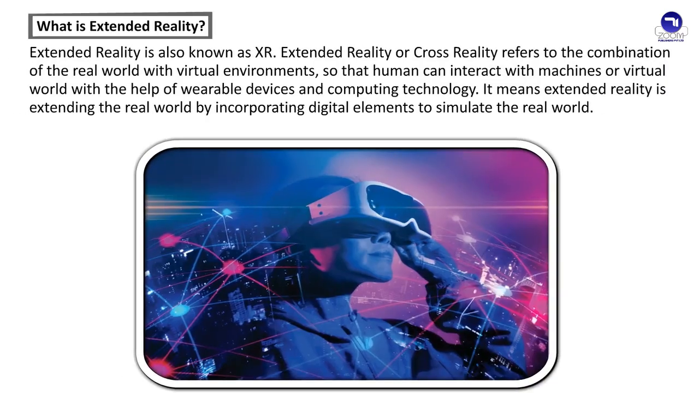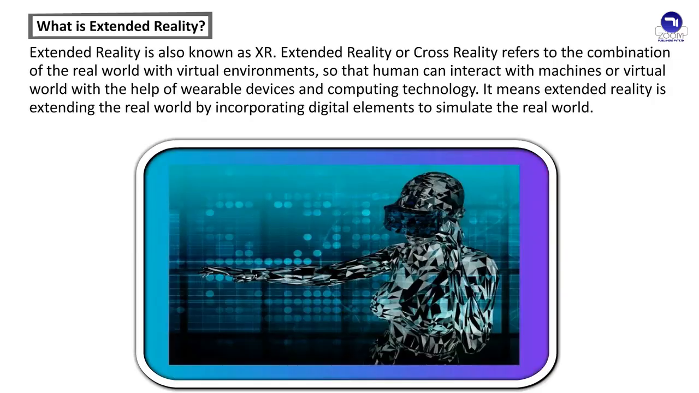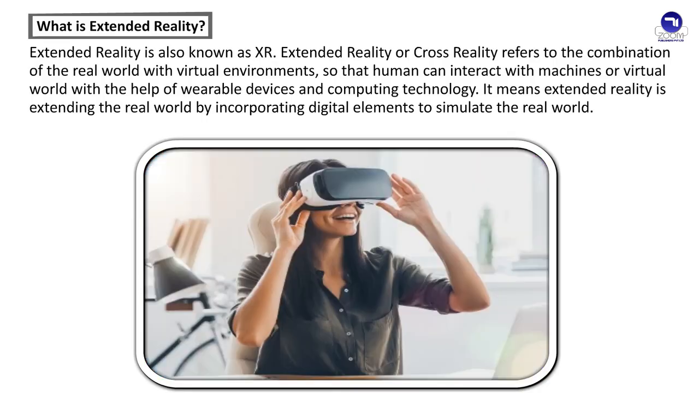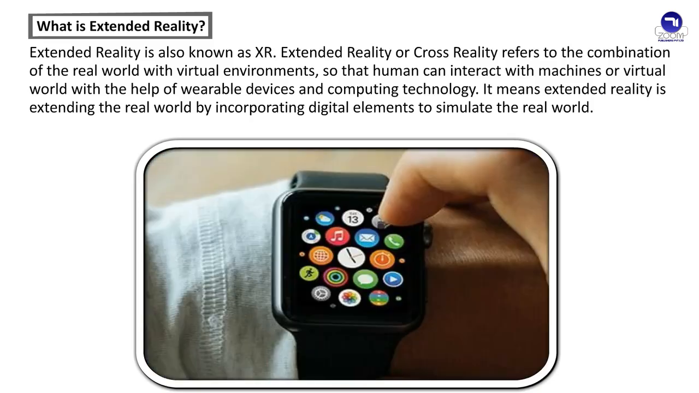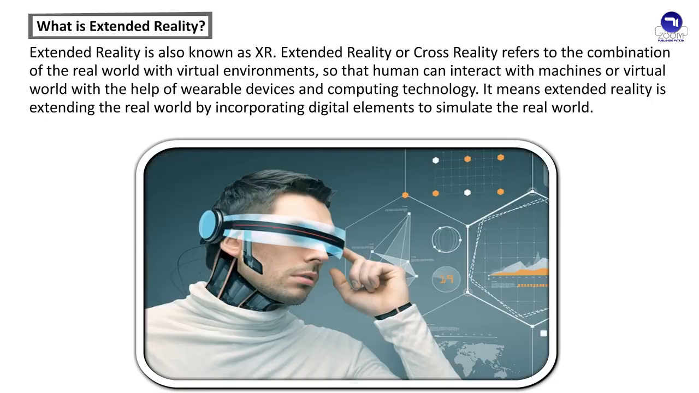What is extended reality? Extended reality is also known as XR. Extended reality, or cross reality, refers to the combination of the real world with virtual environments so that humans can interact with machines or the virtual world with the help of wearable devices and computing technology. It means extended reality is extending the real world by incorporating digital elements to simulate the real world.